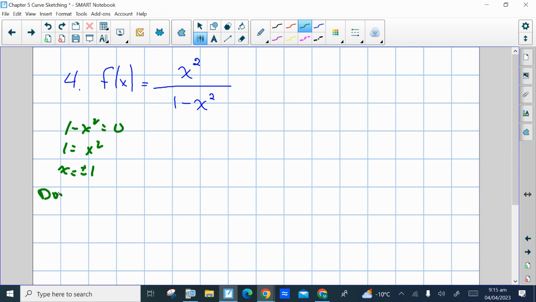Our domain, if I use set notation, all values of x such that x cannot equal either positive or negative 1, but all other real numbers will work. And so again, there's our vertical asymptotes.